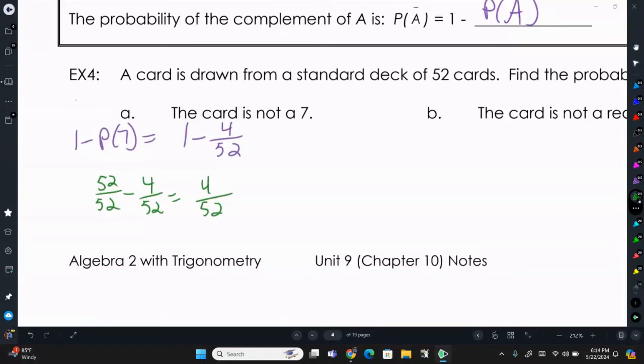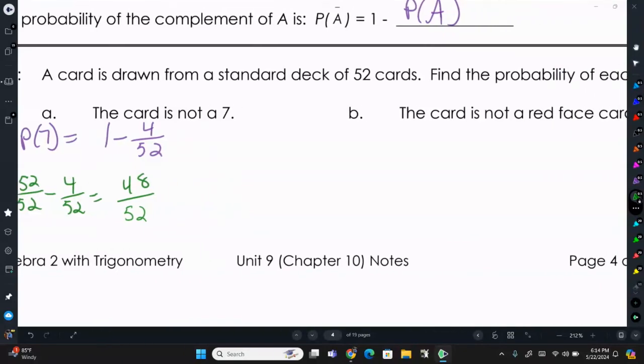Now for some problems like these, is doing this formula quicker? Maybe not, but it is an option. You can use either tool.